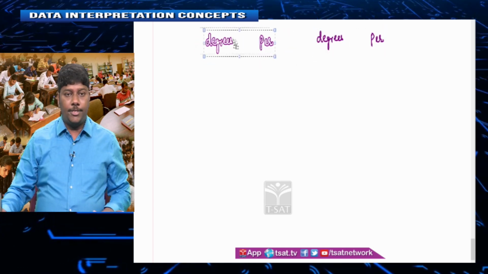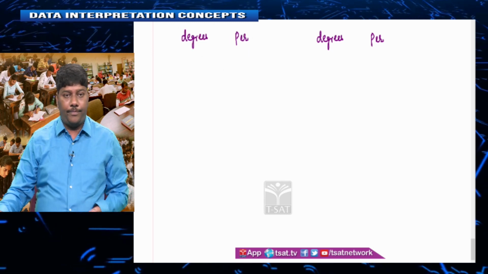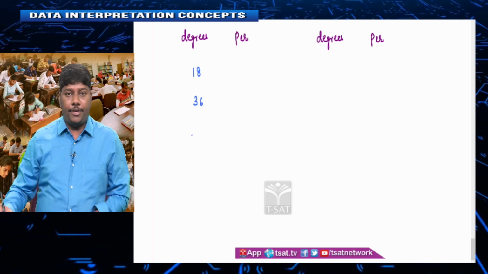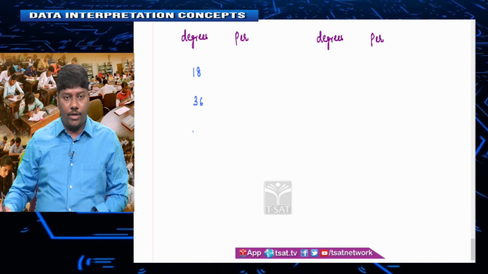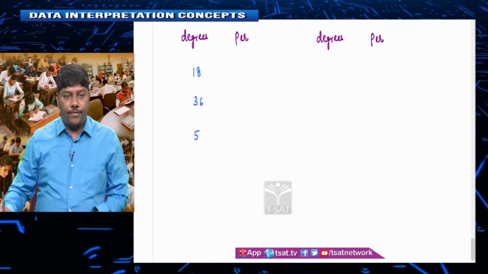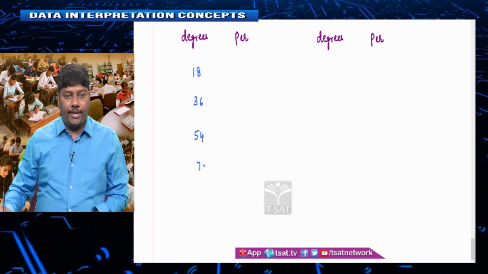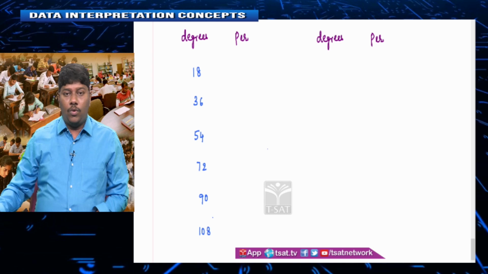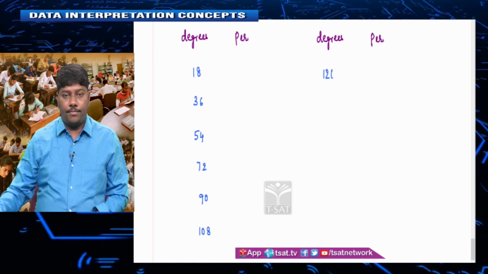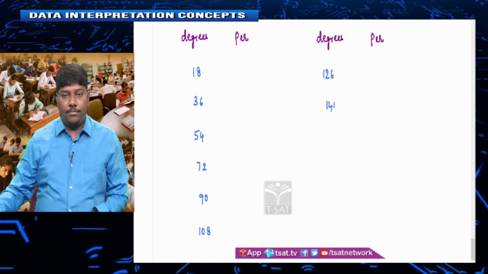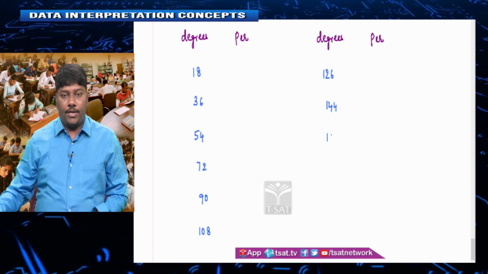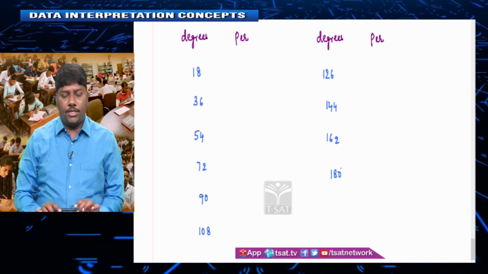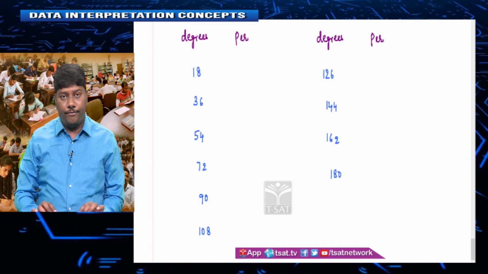Remember two tables here, one is 18 and one is 5. The 18 table is very, very important in terms of your data interpretation as well as in your time and work. 18, 36, 54, 72, 90, 108, 126, 144, 162, 180. I want you to know each and every number in the 18 table. It will be very, very helpful.